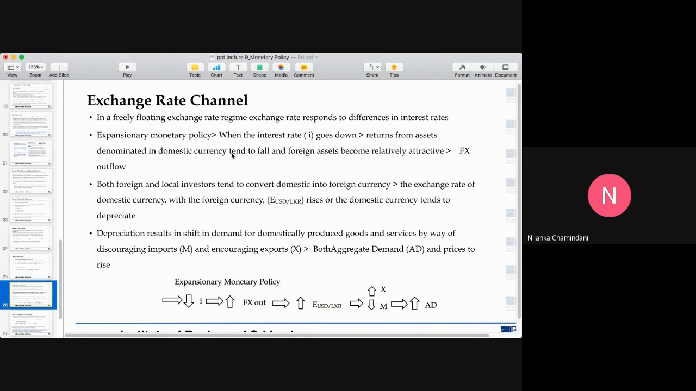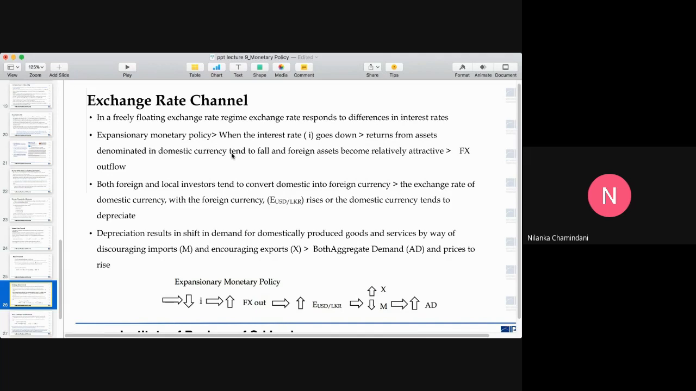So we can see what will happen: forex outflow, meaning US dollar outflow from our country. Both foreign and local investors tend to convert their domestic currency into foreign currency. So the exchange rate of the domestic currency with the foreign currency rises, or the domestic currency tends to depreciate. I just assume that you have the basic idea about the exchange rate, and also what will happen when there is a low and high demand for the foreign currency.